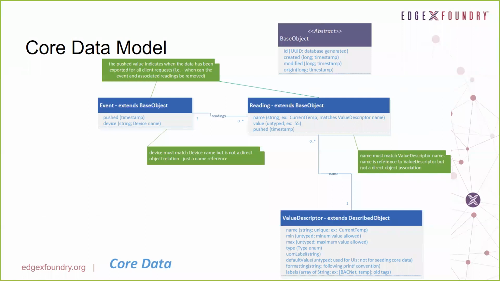How does the core data model work? We have events and we have readings. Those are the two key ingredients. An event is nothing more really than a wrapper. It's a wrapper that associates a bunch of readings together. A reading would be something like, hey, the temperature in the room right now is 72 degrees, or the humidity is 88%. Now we do that in a very simple fashion.